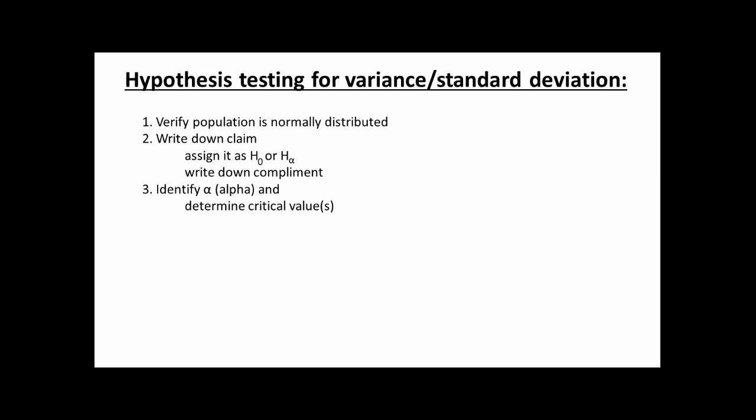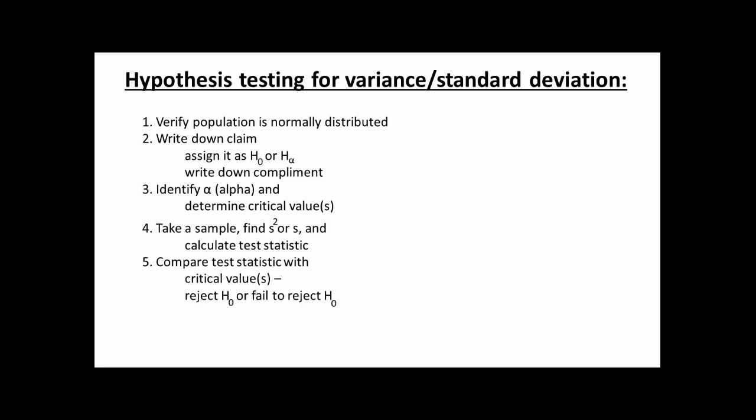Then we identify alpha and find the critical value or critical values based on the level of significance and on the degrees of freedom, which comes from the sample size. More on that in a moment. Next, we calculate the test statistic and compare it to the rejection area or areas, and then we interpret our decision to reject or not reject in the context of the original claim.